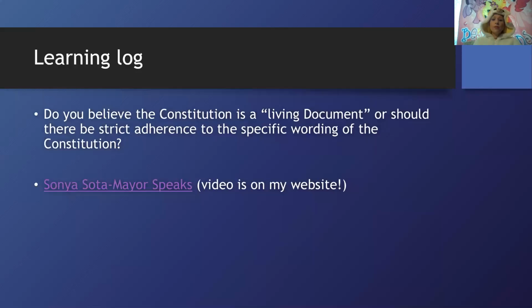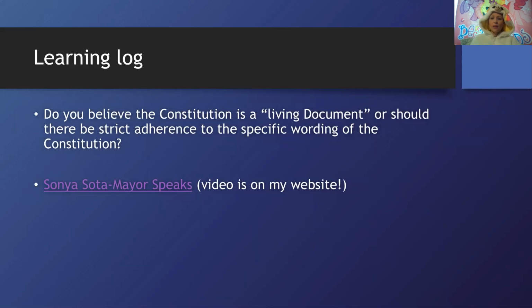Okay, so do you believe the Constitution is a living document, or should there be strict adherence to the specific wording? Now, Sonia Sotomayor, she kind of didn't say which is the best. She did say that you've got to deal with the here and now. You've got to deal with what is going on now, and how does that pertain to the document at this time, which makes me lean towards she looks at it as a living document more so than strict adherence to the words. There isn't a right or wrong answer to this, you guys.